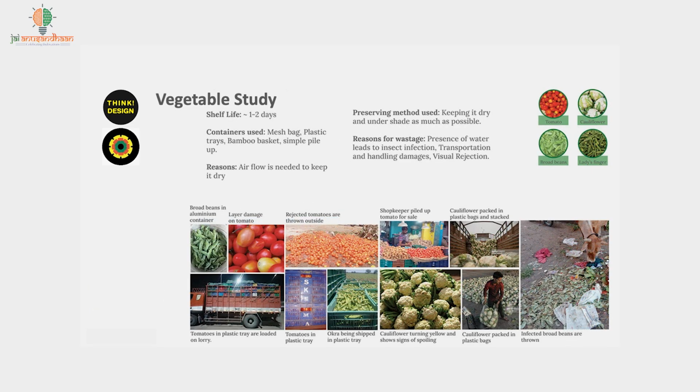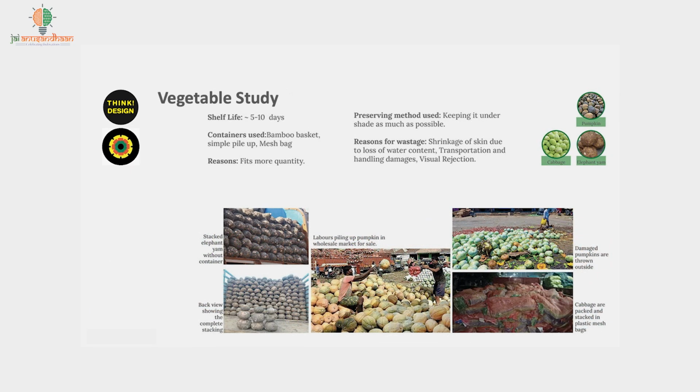You can see that plastic containers are used, sometimes bags, sometimes bamboo baskets, and sometimes they just pile it up. The preserving method is keeping it dry and under shade as much as possible. Reasons for wastage are moisture or water, and insects getting in. A lot of times transportation handling itself damages it, and the vegetables start looking bad, so there is visual rejection. Different methods and different vegetables were studied. It was a detailed study, from what you can see here.